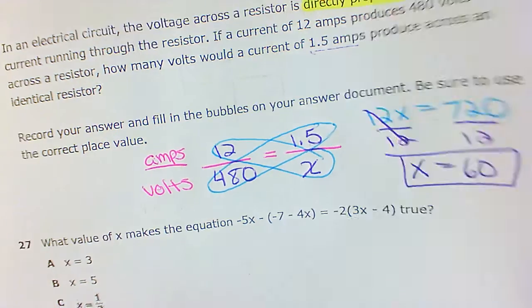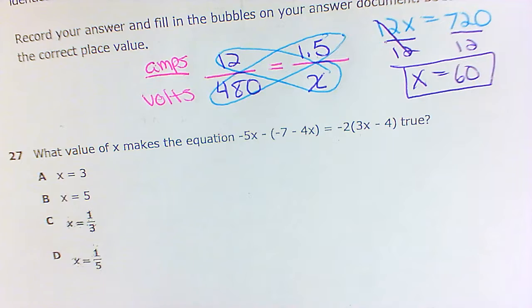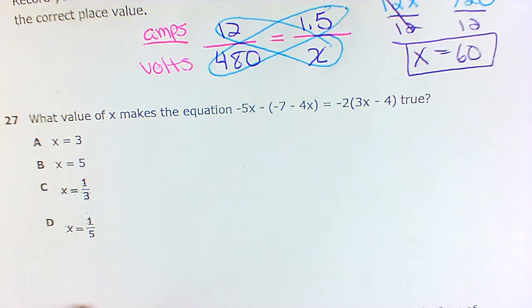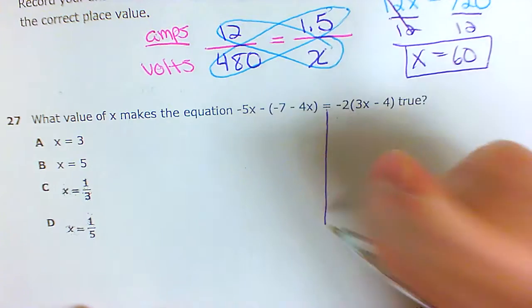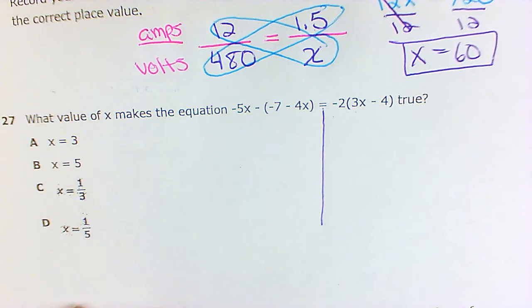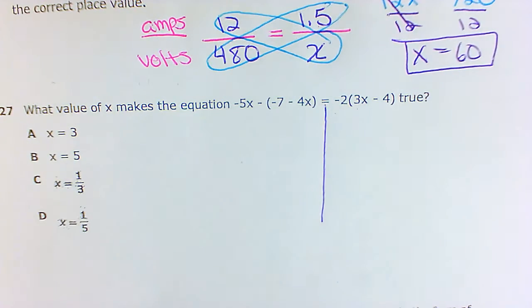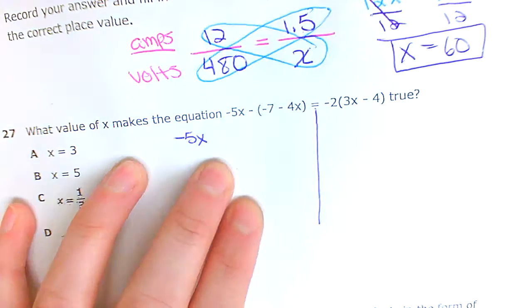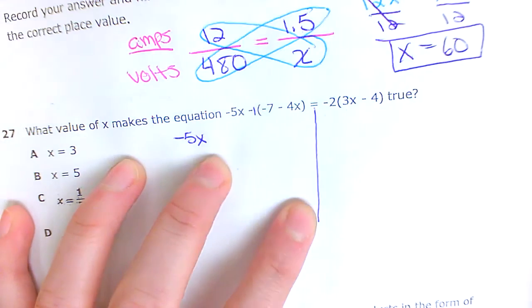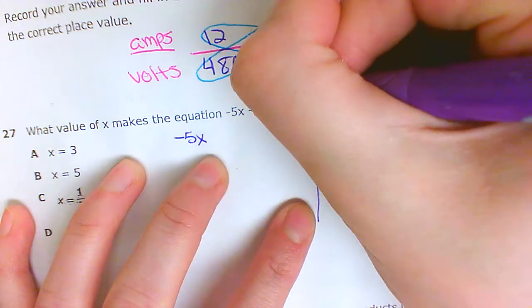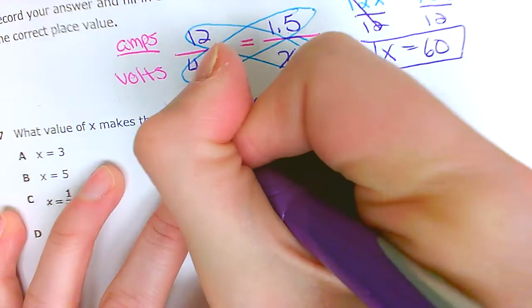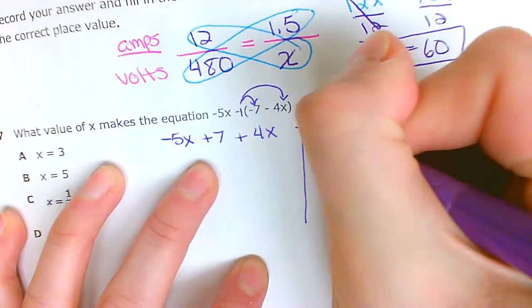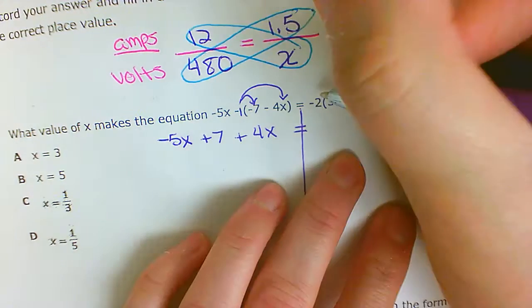Okay. Number 27. What value of x makes this equation true? So there's a couple of different ways that you can do this. I'm going to show you the right way first, okay, the technical way. When you see these kind of problems with parentheses, you need to think, distribute, and combine like terms. So negative 5x stays as it is, but this negative in front of the parentheses means negative 1, so we need to multiply. That gives me a positive 7, and that becomes a positive 4x. On the other side, I also need to distribute.